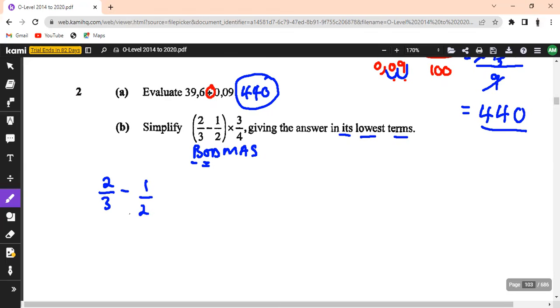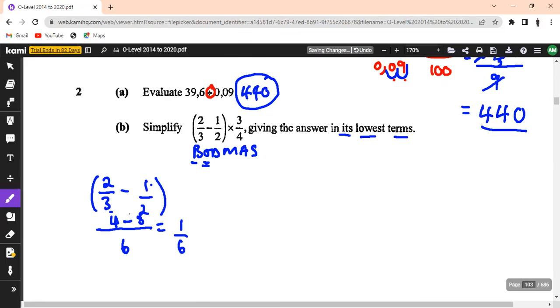So how can we work out the brackets here? We are actually subtracting. So that means we are going to find the LCM of 3 and 2, which is 6. That is the lowest common multiple there. So 6 divided by 3 is going to give us 2, times 2, that is 4, minus 6 divided by 2, which is 3, and 3 times 1 here, which is 3. So if you are to subtract this, you are going to obtain 1 over 6. That's 4 minus 3.